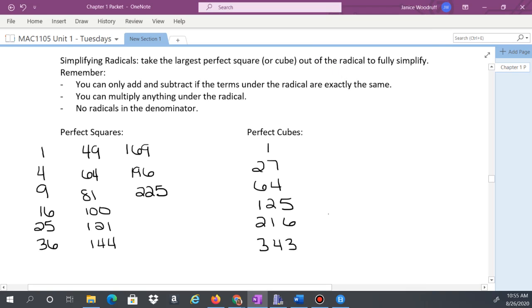343. Okay, so the reason why we write this down is because we want to recognize these numbers. So what we want to do when we have a number to simplify is try and find the largest perfect square or cube, depending on what's going on, that can go into that number. Then we're going to split it into those factors and then simplify.